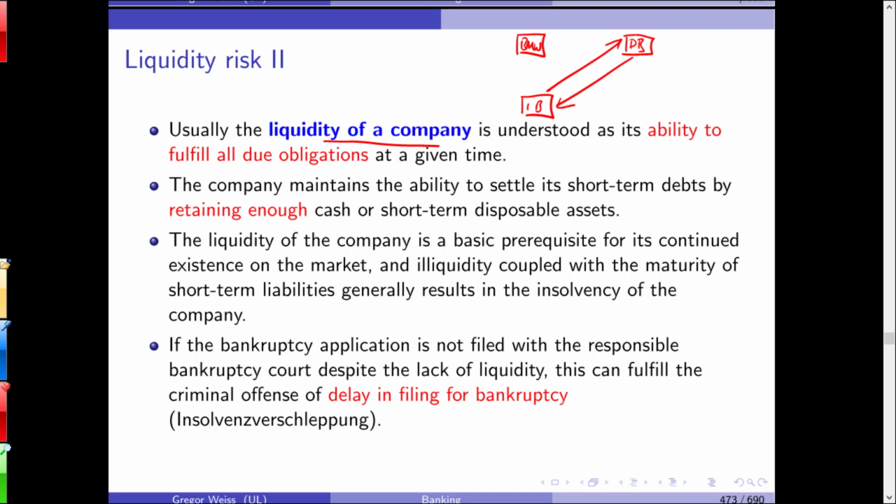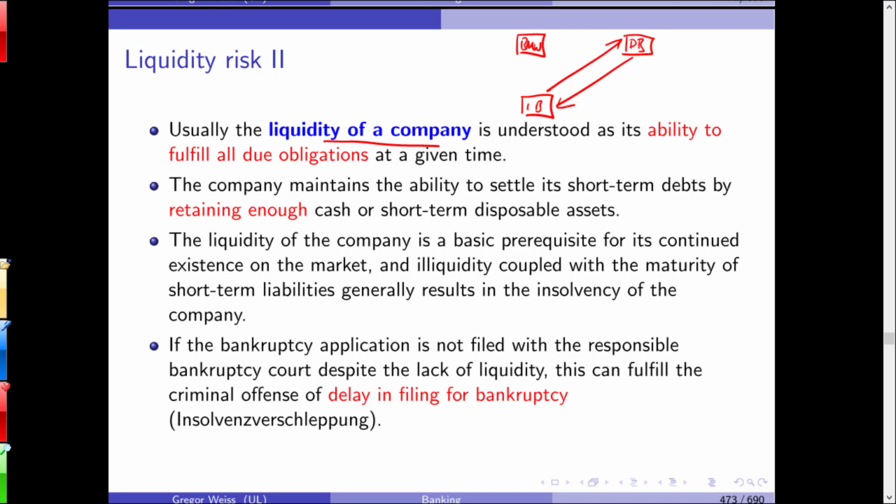And here, we then also have the liquidity of a company. What is the liquidity of a company? A company is liquid if it is able to repay all due payment obligations, if it can pay its bills. And in order to pay the bills, you need cash, cash equivalents, or assets that can easily be liquidated. If you do not have liquidity, and if you only have assets that are illiquid, it is highly likely that you cannot pay your bills, and then you will go bankrupt.